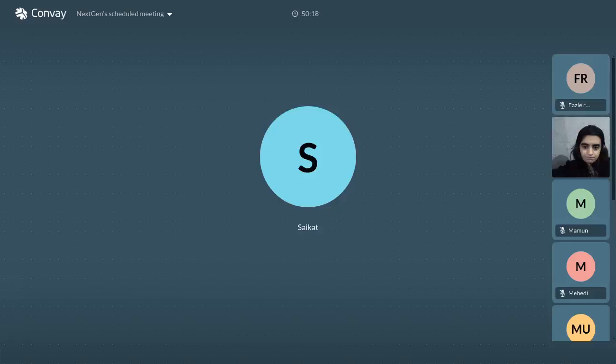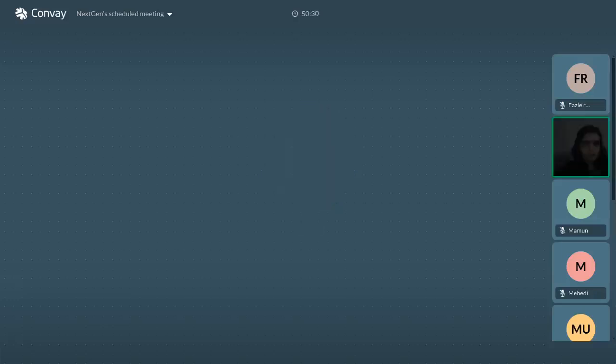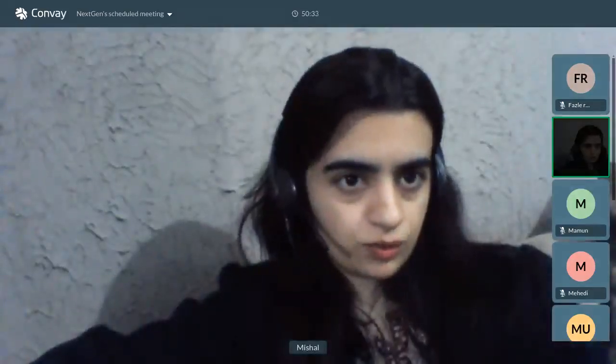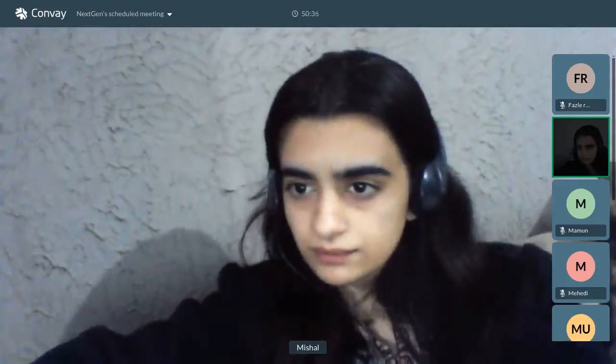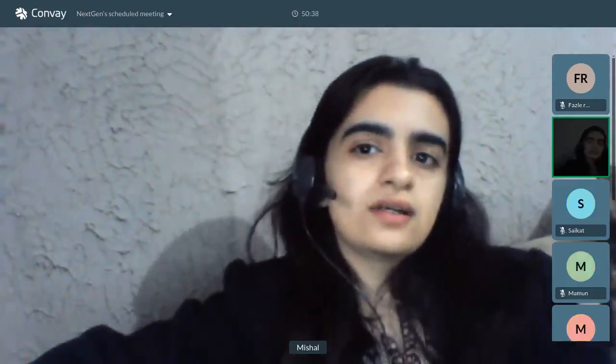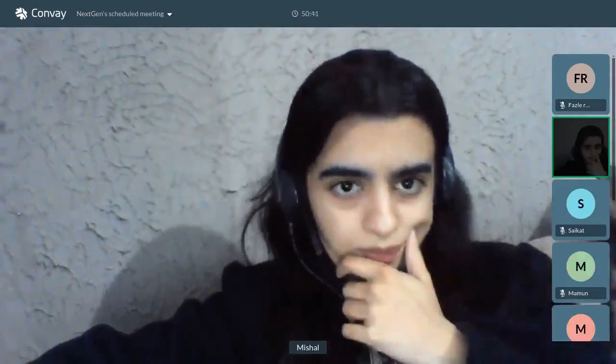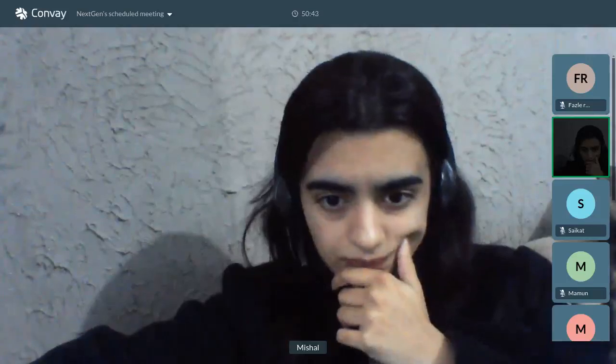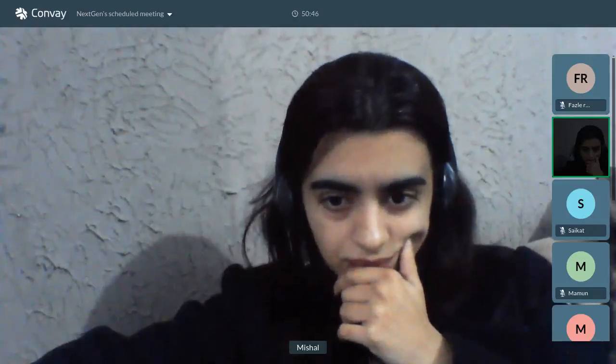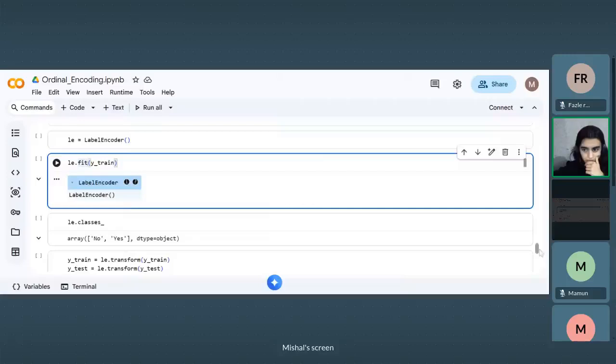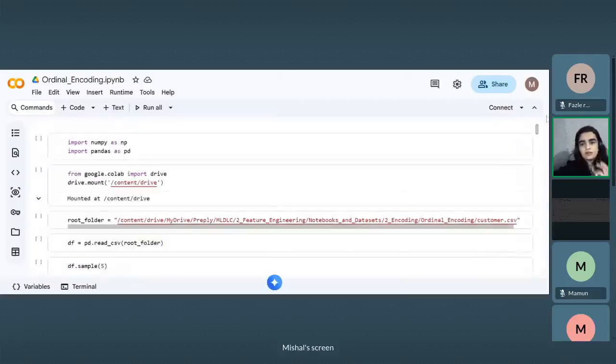One hot encoding should be applied for X train and X test, and label encoding should be applied for Y train and Y test. Okay, let me show you again. It is not like X train and X test as a whole. I will share my screen. It is for individual columns. When we apply encoding, it will be for individual columns.